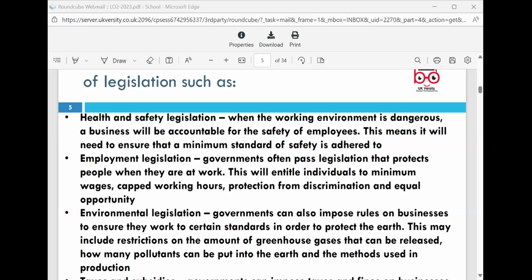For health and safety, you have to make sure that all employees are working in a safe environment. That means a safe working environment, but also the equipment you've given them, and training around health and safety because there could be issues around that. You have to do risk assessments, things like that.